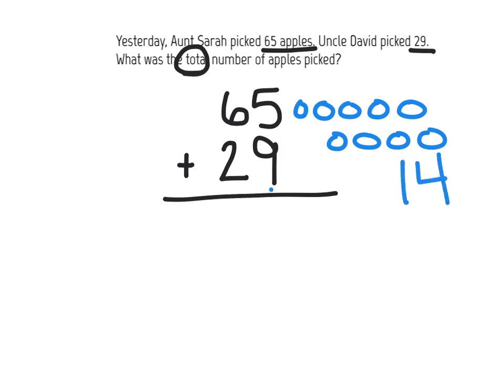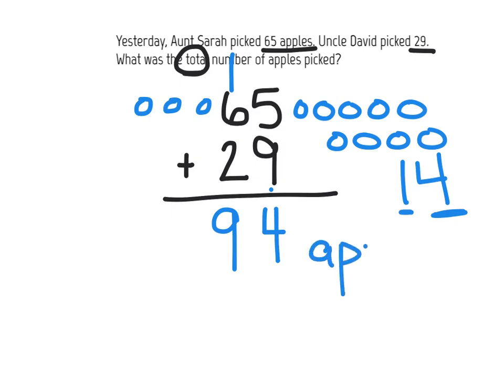I'm adding the ones place right now, so I need to find the number in the ones place. That's the 4. Put the 4 on the bottom in the ones place. My 1 here that's in the tens place is going to go on top. Now I add my tens. 6 plus 2 plus 1. 6 plus 1 is 7 plus 2 more, 8, 9. So 6, 7, 8, 9. 94 is the total that I get. 65 plus 29 equals 94 apples.